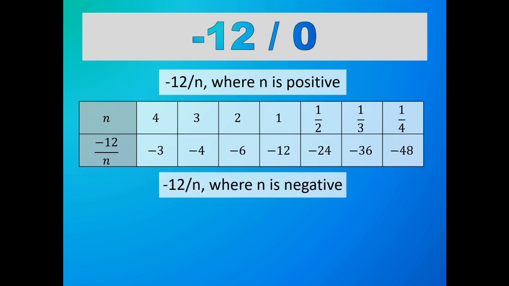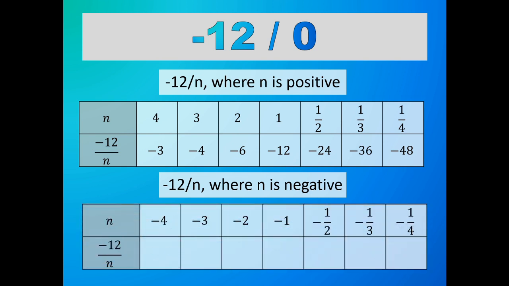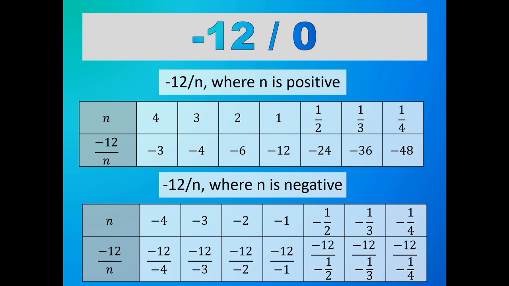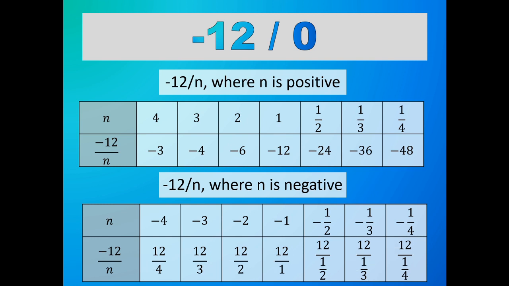Now let's talk about negative 12 divided by n, where n is negative. So now we have negative 4, negative 3, and so on. We still have the same expression to plug them into, negative 12 divided by n. So let's plug them into that. Now in the previous set of videos about multiplying and dividing positive and negative numbers, I explained that negative divided by negative is positive. So that means that a negative sign in the numerator and a negative sign in the denominator cancel out. And now we can simplify these fractions.